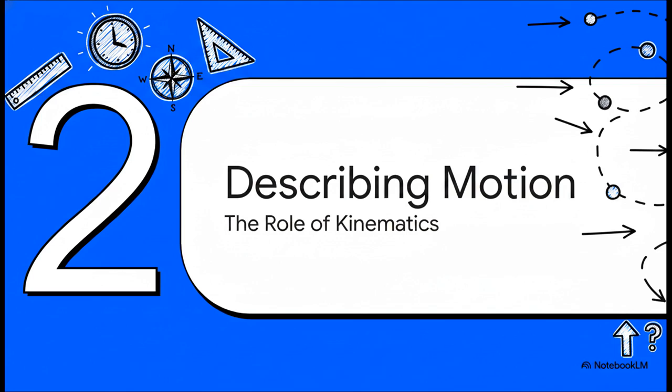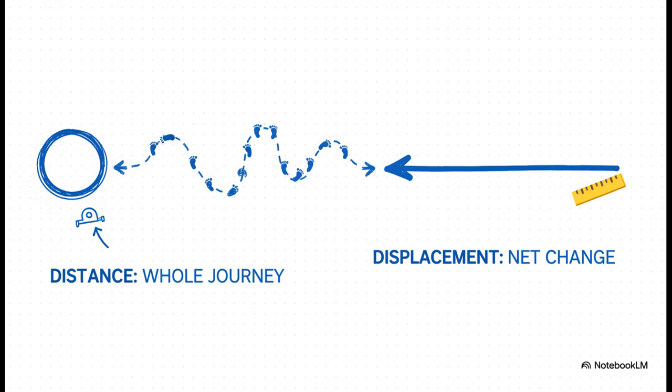And that field is called kinematics. It's all about the what, the where, and the when. We'll get to the why in just a little bit. Let's kick things off with two words that sound a lot alike, but are actually super different: distance and displacement.